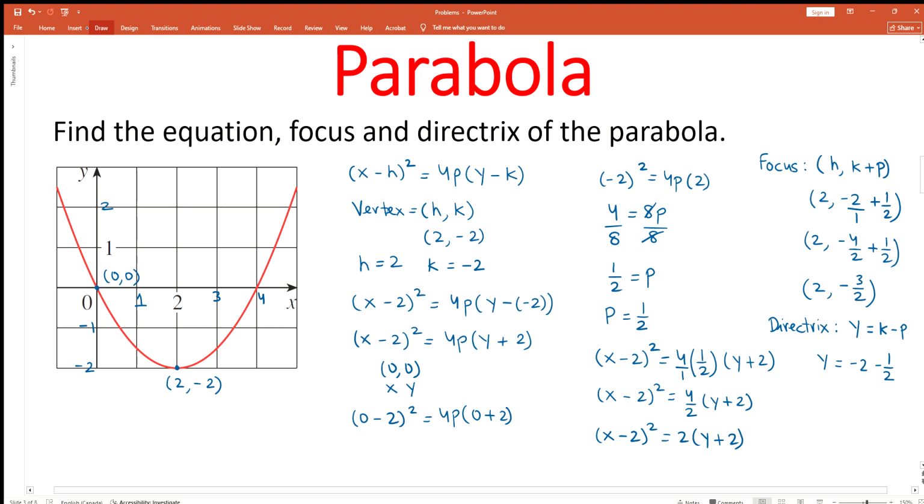We can subtract these numbers by finding a common denominator, which is 2. So I get negative 4 over 2 minus 1 over 2. We can subtract these fractions. I get negative 5 over 2. This is the equation of the directrix of this parabola: y equals negative 5 over 2.